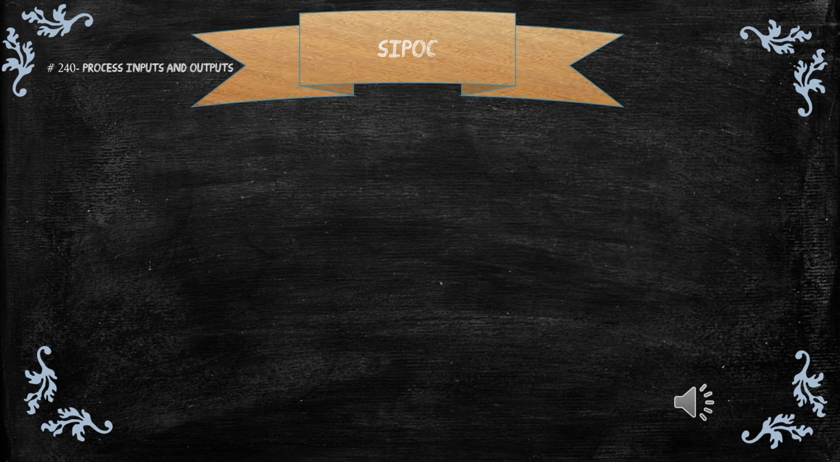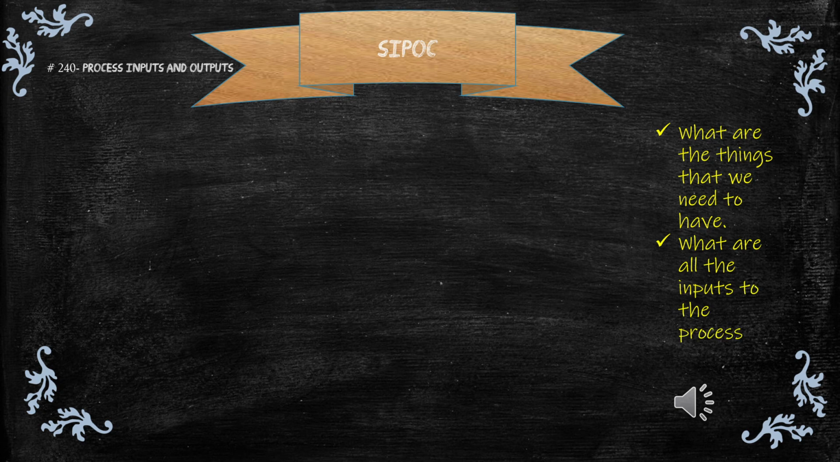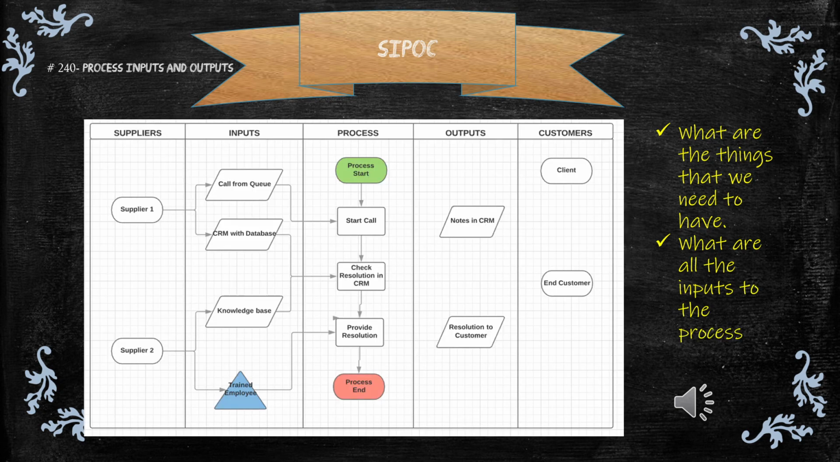Fourth, after you determine who your customers are, then you back up, and start looking at the inputs by asking the question, for this process to be successful, what are the things that we need to have? What are the inputs to the process? The different types of inputs could be actual physical materials and also information. This will need brainstorming with the team, and most importantly the process owner.